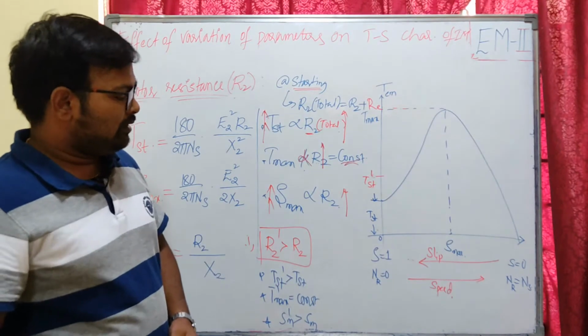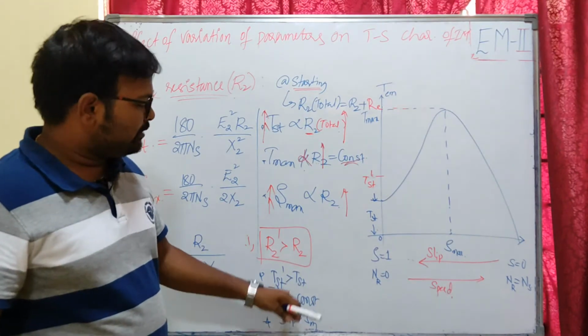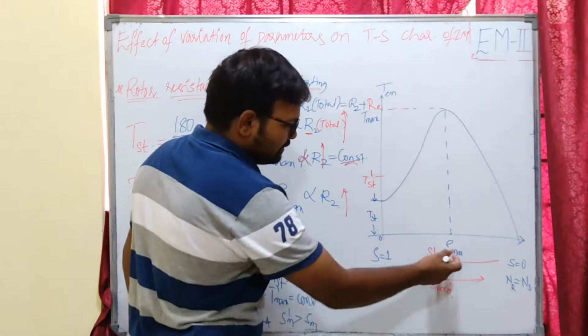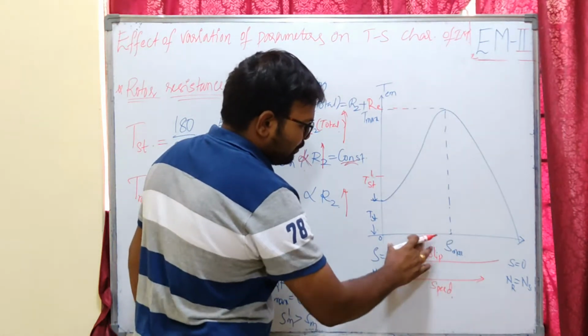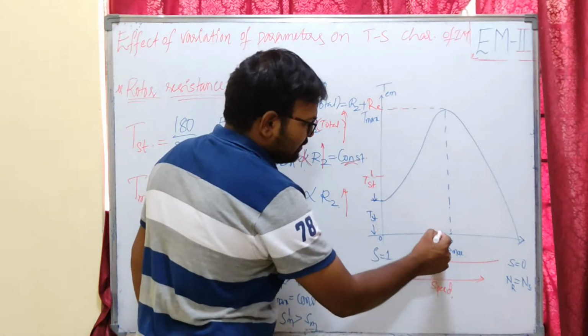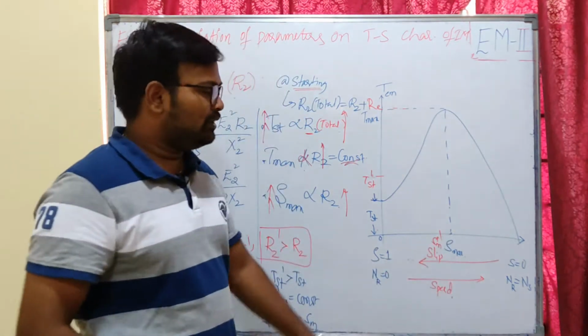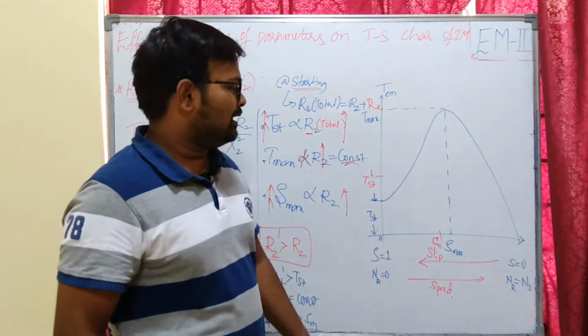Now our slip at maximum torque has been increased due to increase in rotor resistance. Initially it was here, now it is increased, means it is in this area. This is the portion of increase. I consider this as Sm dash. Due to increase in rotor resistance, this is my new slip at maximum torque condition.